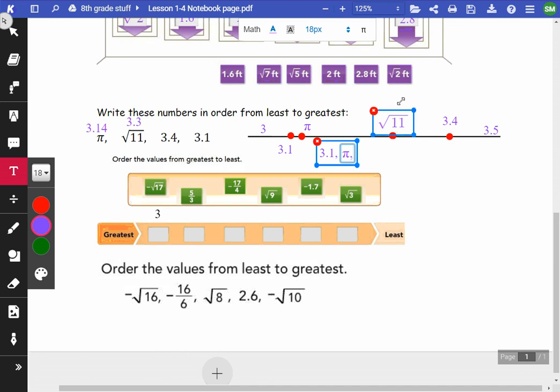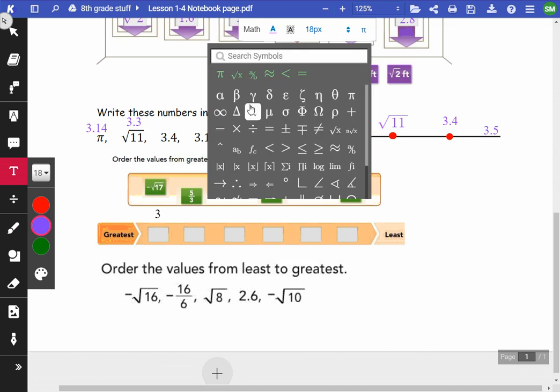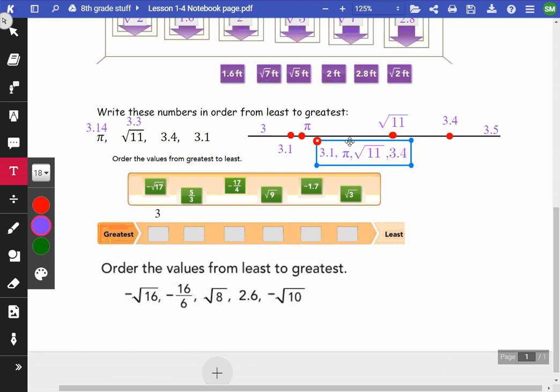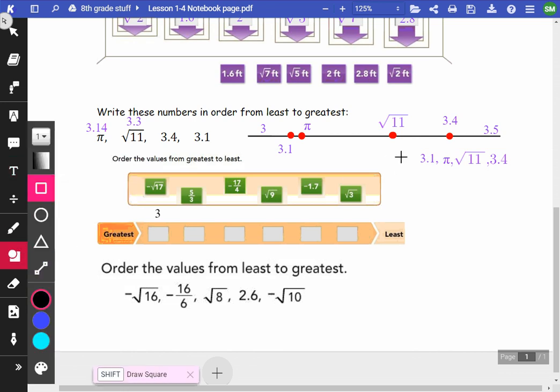Then I've got the square root of 11, which I'm also going to use a symbol for, square root 11. And then arrow out of that, comma, space, 3.4. There we go. There's my list. There's my values from least to greatest. That's my answer. I wonder if I can put a box around that. I'm going to do that so that you can tell that that is my answer. There we go. All right.